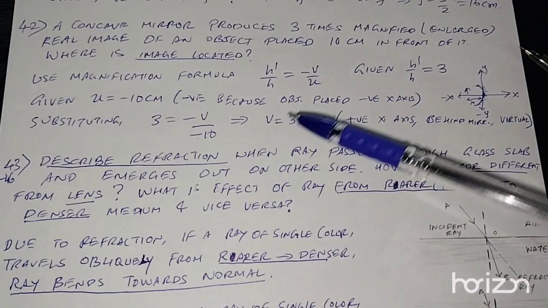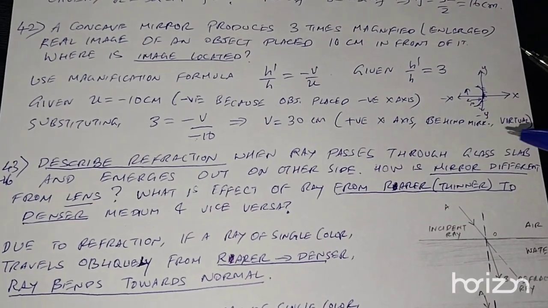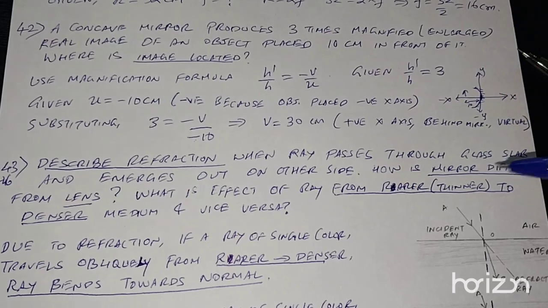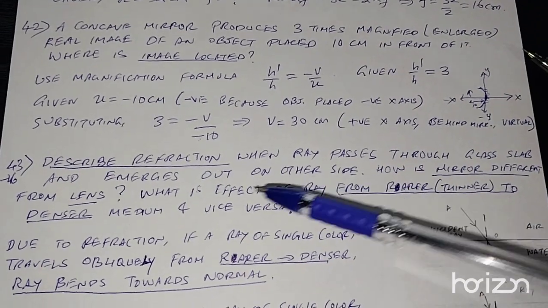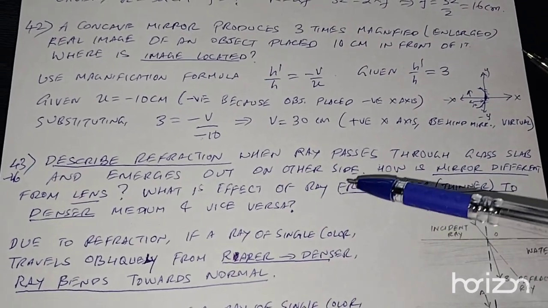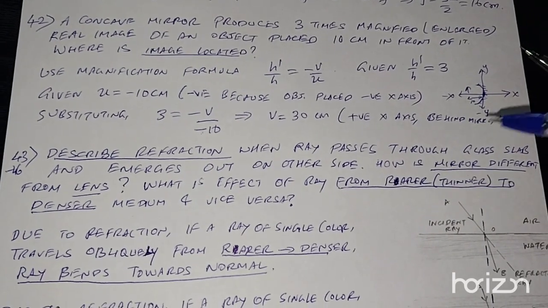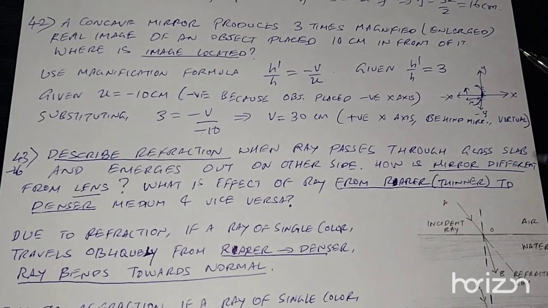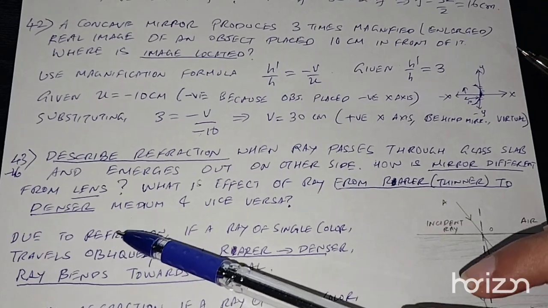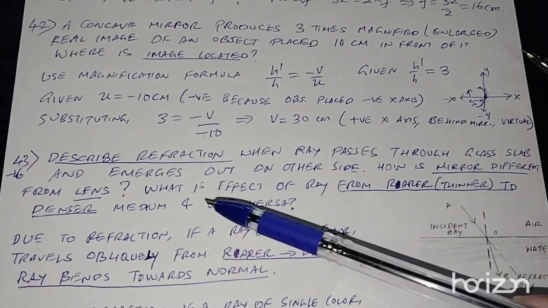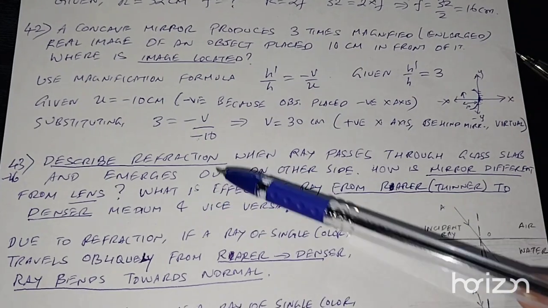Describe refraction when a ray passes through a glass slab and emerges out on the other side. How is a mirror different from a lens? What is the effect of ray from a rarer medium? Rarer means thinner, friends, like air, to a denser medium. Denser medium means thicker medium, like water or glass, and vice versa. So this is the question.